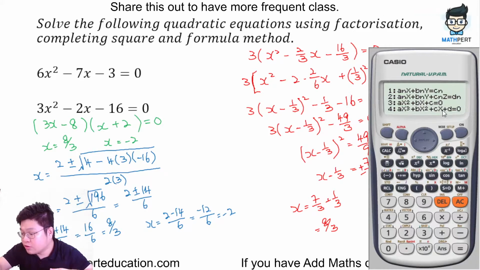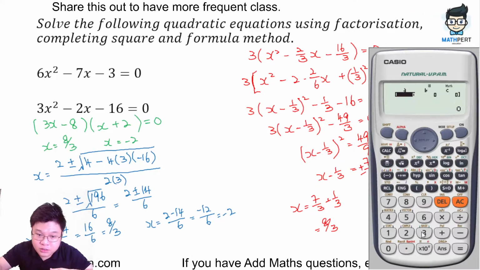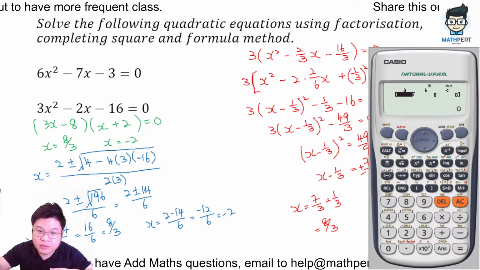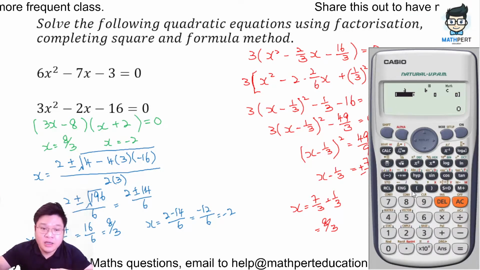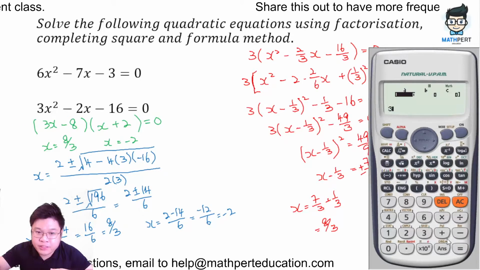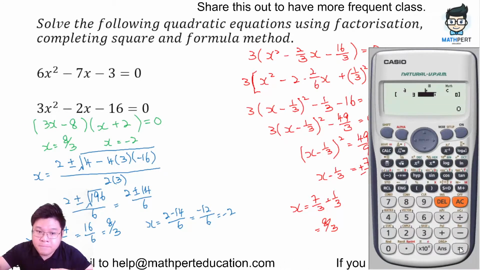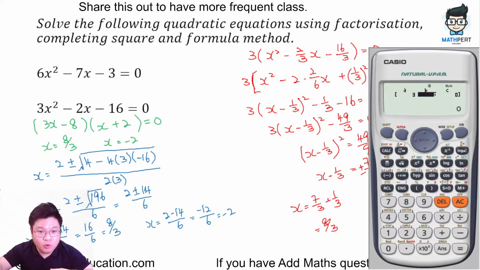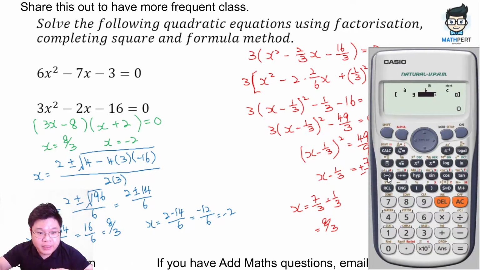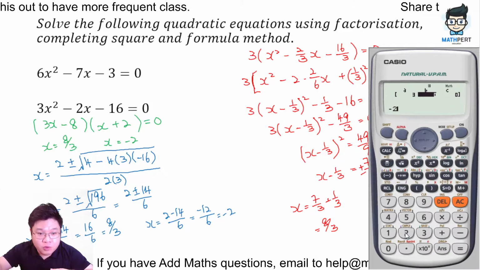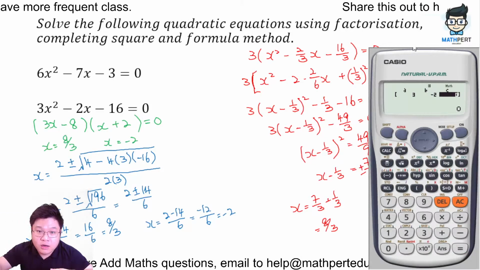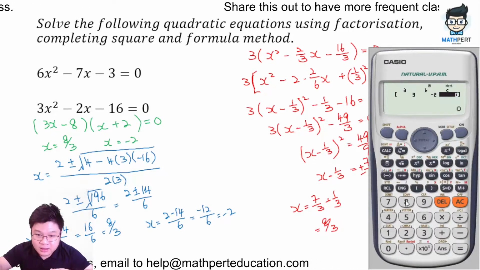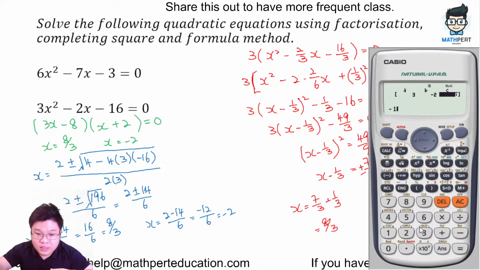So you need to put this 3. And then we need to key in the A. A is what? Okay, let's take the second question. The A is 3. Press 3 equal. B is negative 2. It is not 2, be careful with that. You need to press negative 2. Then you press equal. And then the C will be negative 16.